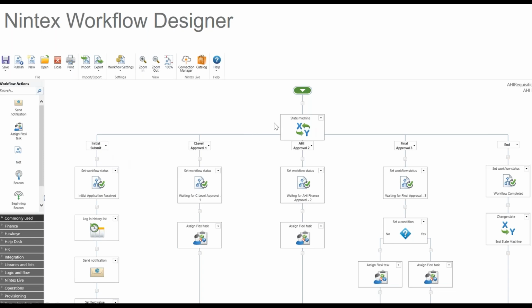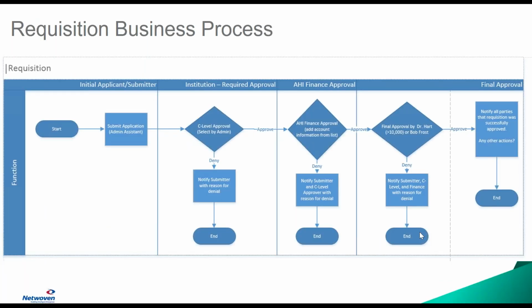And the reason is the state machine allows you to run down each individual branch that you see here, but every time you get to the bottom of a branch, you're basically telling it what next branch you want to go to. So initial submit will actually jump to C-level approval. Based on the task assigned here, with the flexi task that you see at the bottom in the 2nd column, if it was approved, then we would jump to the AHI approval, and then if that one's approved, we'd jump to final approval. And if you notice in the previous slide, we had a condition, if it was greater than $10,000, then we want to do something else.